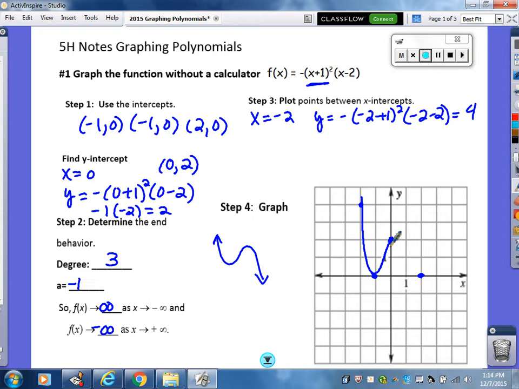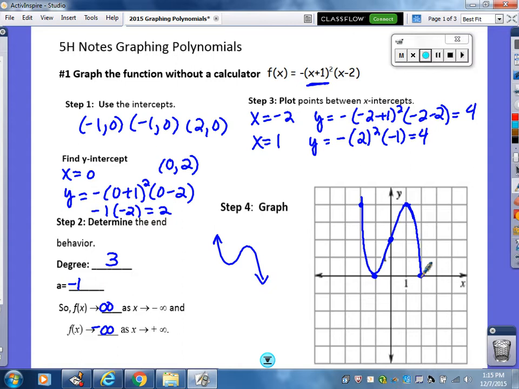So that means we need to plug in x equals 1. For the opposite, 1 plus 1 is 2 squared, and 1 minus 2 is -1. So that's going to be a positive 4. So (1, 4). It's going to come up here, turn around, and come back down, going straight through that point.